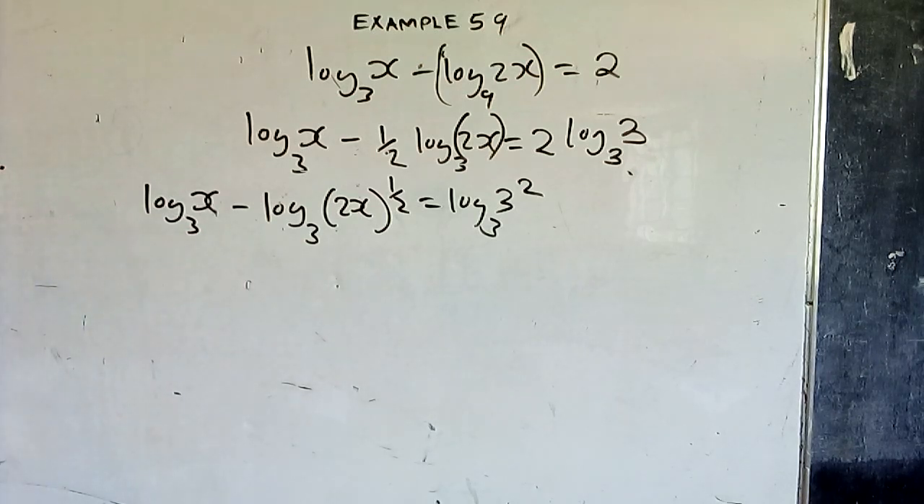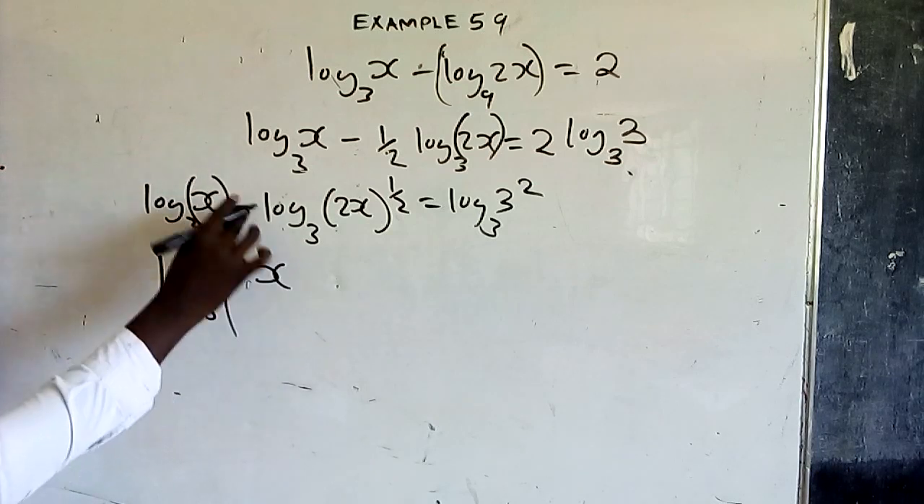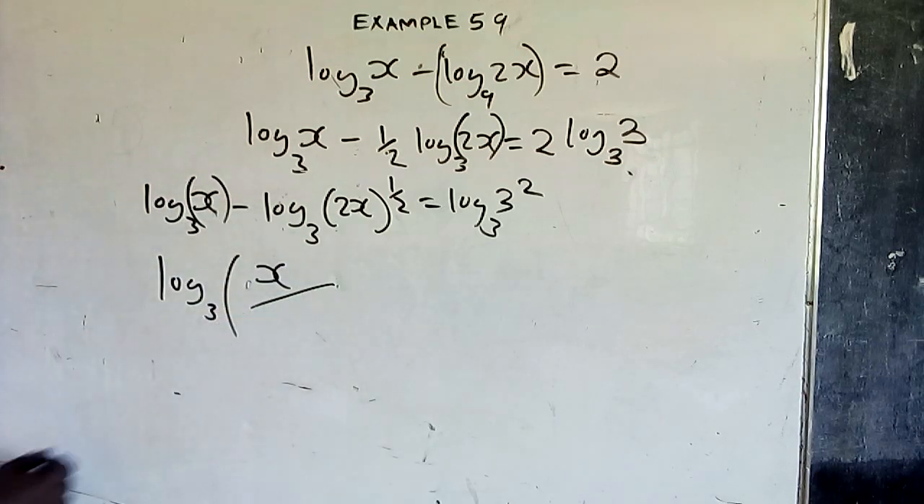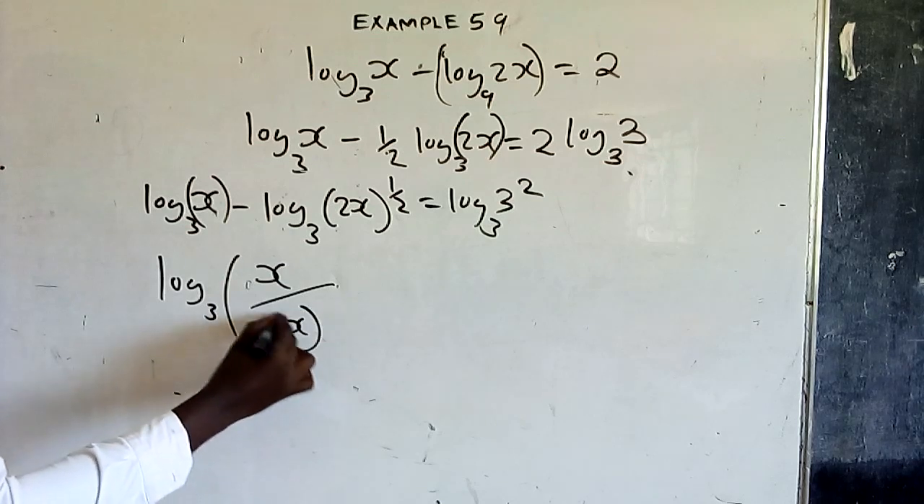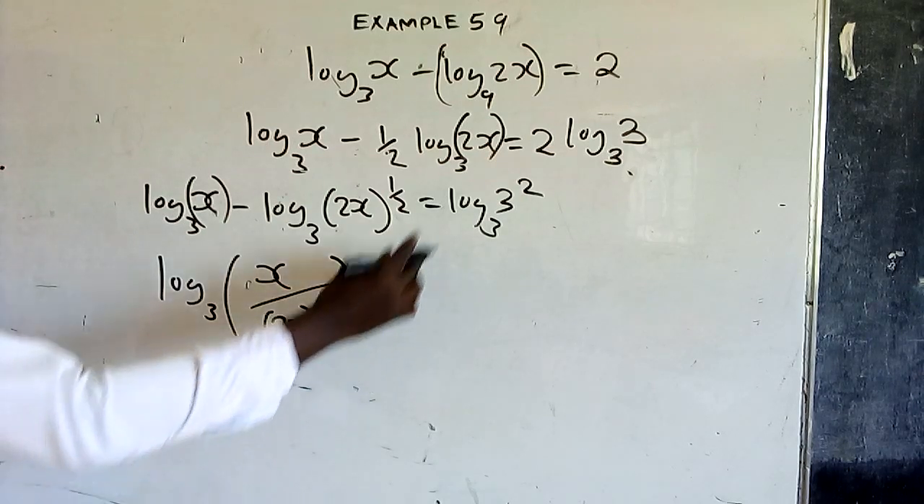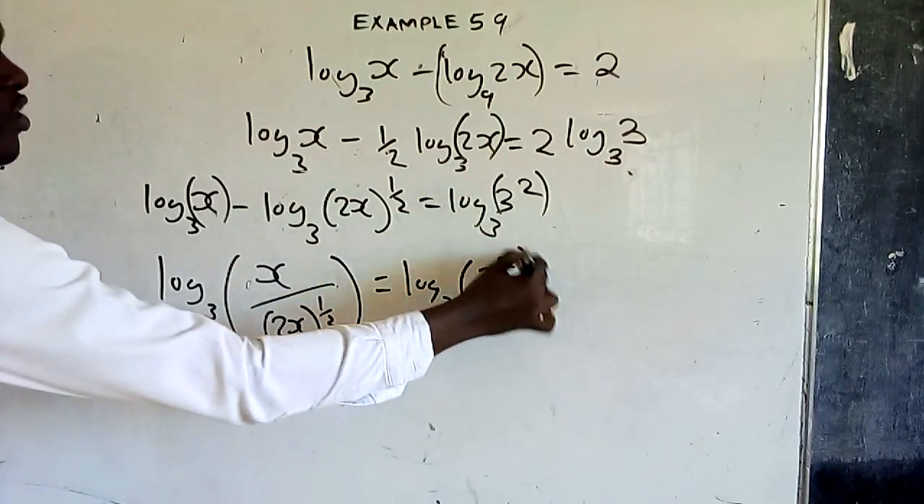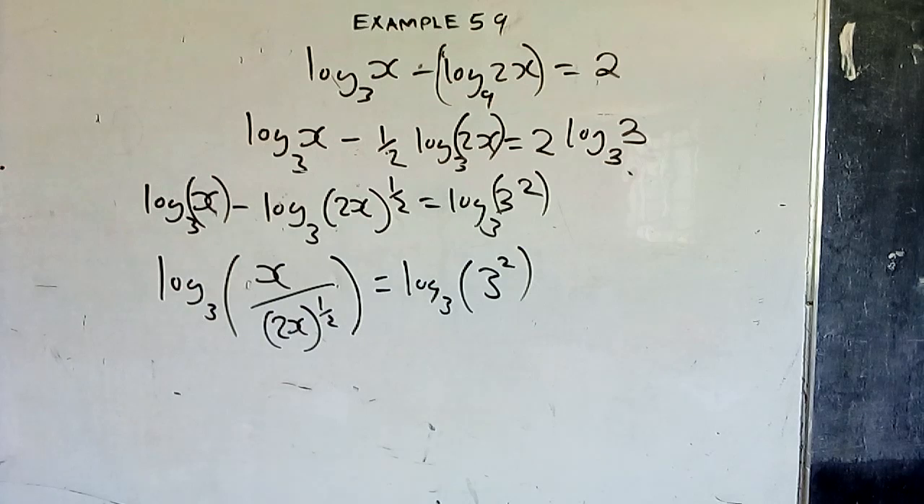On this side of the equation you factorize log to base 3 outside, so here you remain with the x. Subtraction changes to division, so it is x divided by 2x raised to power a half. The other side, if you factorize log base 3 outside, you remain with 3 raised to power 2. Now you can ignore the log on both sides of the equation because you made either side one term.